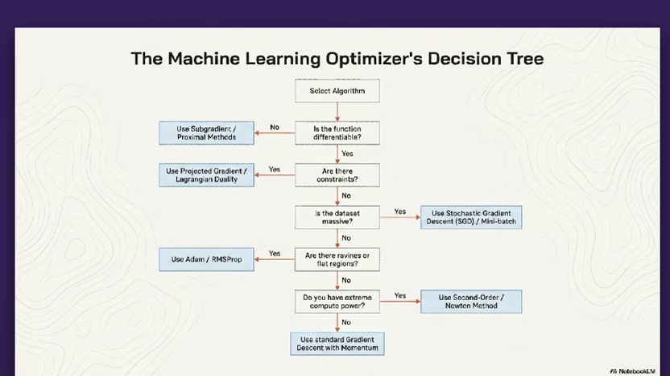The decision tree is really just a map of resource allocation. Do you have the compute to see the curve? Use Newton. Do you have sharp edges? Use proximal. Do you have a massive, chaotic ravine of pixels? Use ATOM. It entirely removes the black box mystique. It reveals that AI optimization is basically just applied geometry, governed by the harsh realities of computational cost.